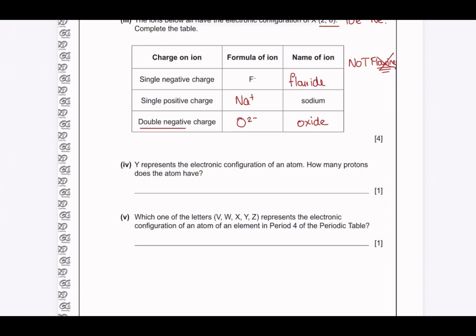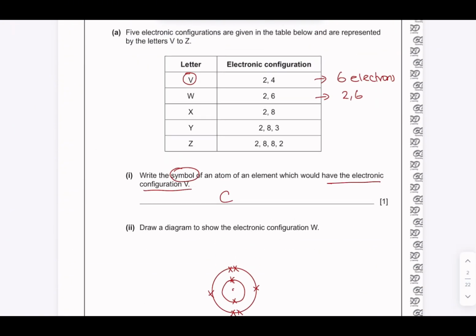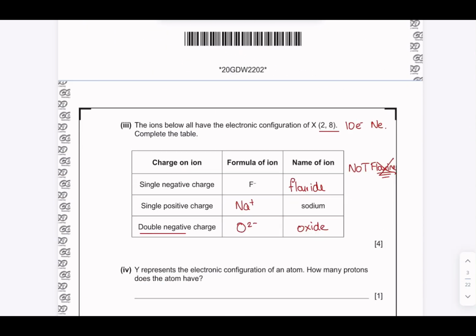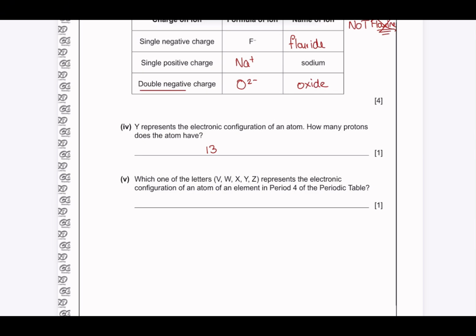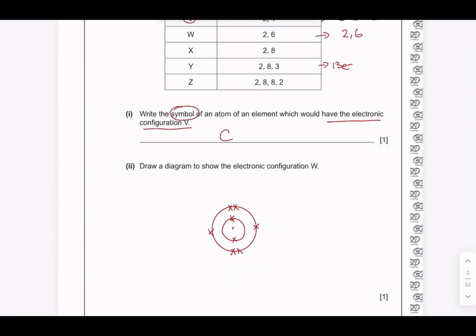Y is represented by the electron configuration of an atom. How many protons does it have? So Y has got 13 electrons. If we look at the periodic table, same number of protons as electrons, so 13. Period 4 means it has to have 4 shells. Look up here, it is Z.